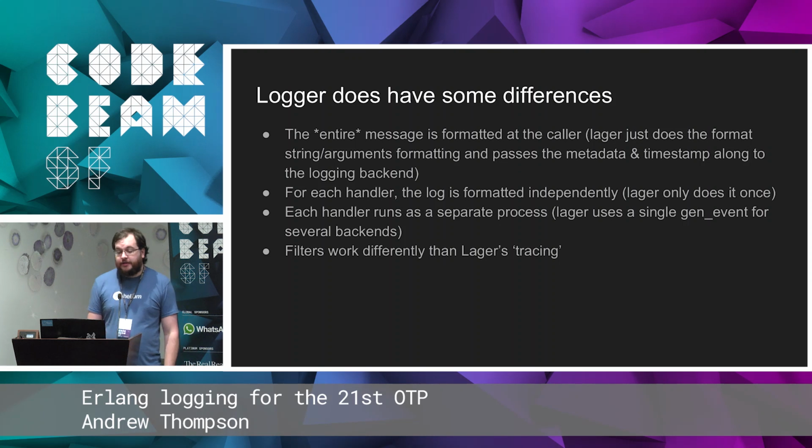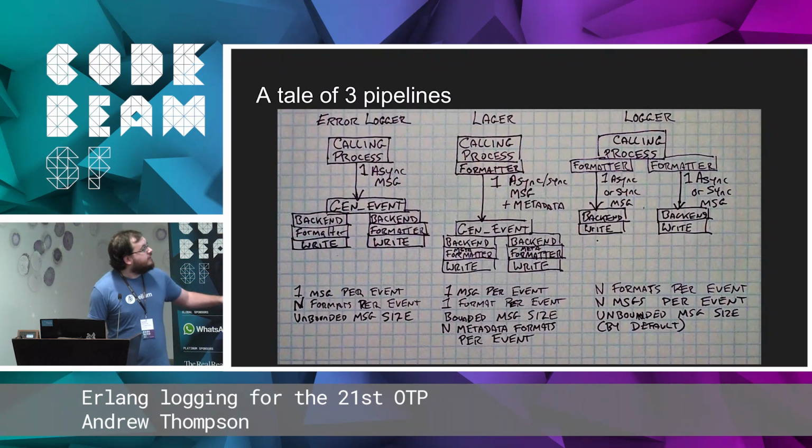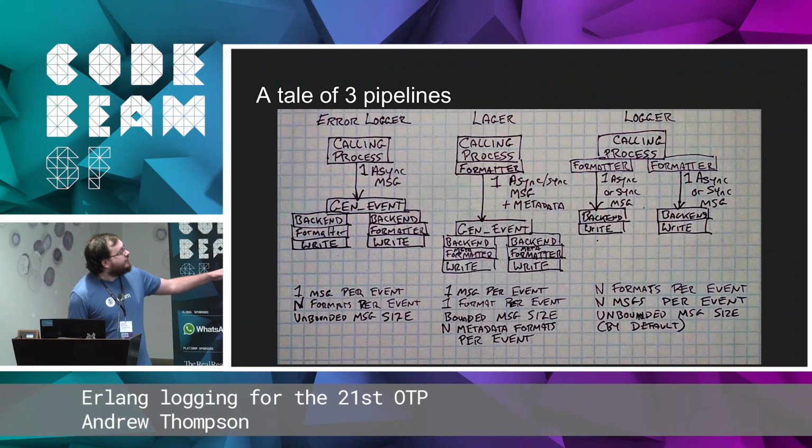Each handler in the OTP logger now runs as a separate process. Logger used a gen event for several backends, just like error logger did. And the filters are a little bit different. They're not the same as how you could trace events in logger. So here is my chicken scrawl on how I understand these different pipelines to work. We're going to cover them. Hopefully you can read this relatively well.